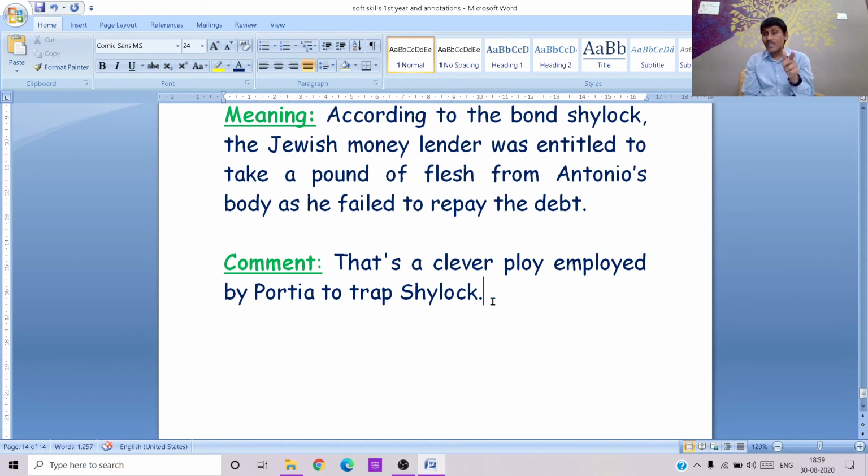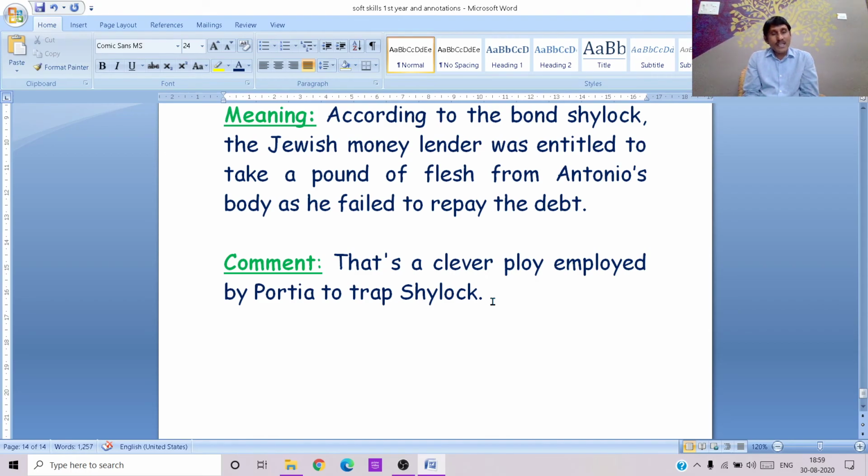If he fails to return 3,000 ducats in the span of 6 months, he is entitled to take 1 pound of flesh from his body. But immediately after saying this, she also gives clarity that he can take flesh from any part of his body, from the heart region, any region, but he should not spill even a single drop of blood. Is it possible? No. So immediately the greedy moneylender understands that he was trapped. He cannot take flesh without spilling a single drop of blood.